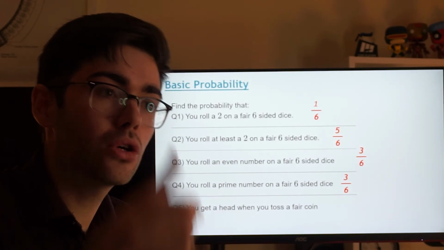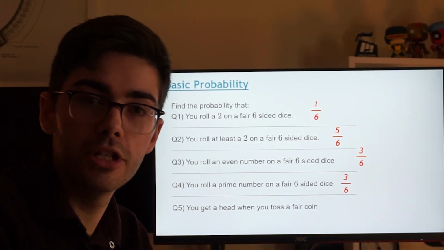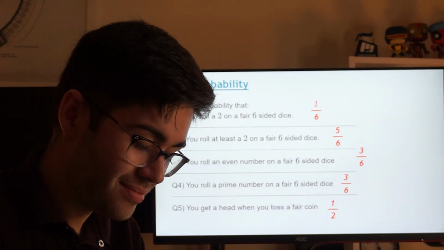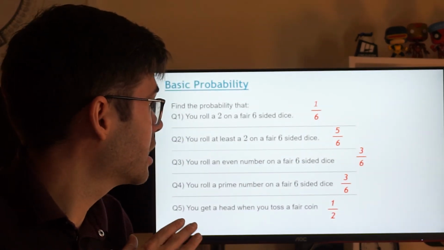What's the probability if you toss a fair coin that you'll get heads rather than tails? 1 option out of 2. Half chance. Okay? That is how we start to think about probability.